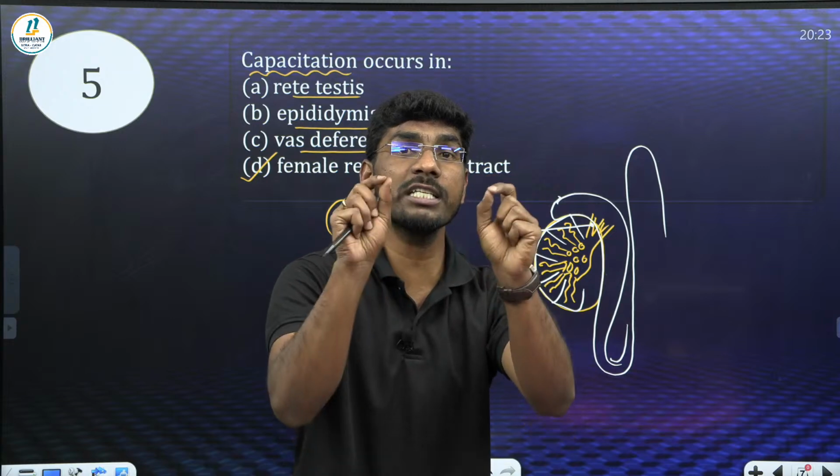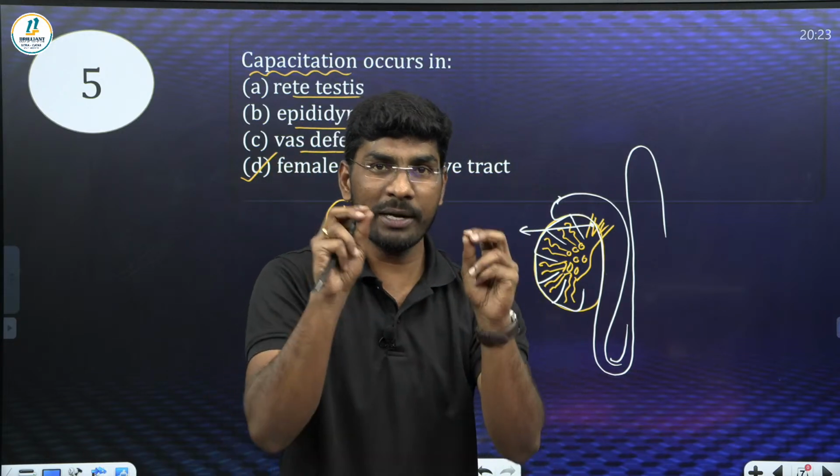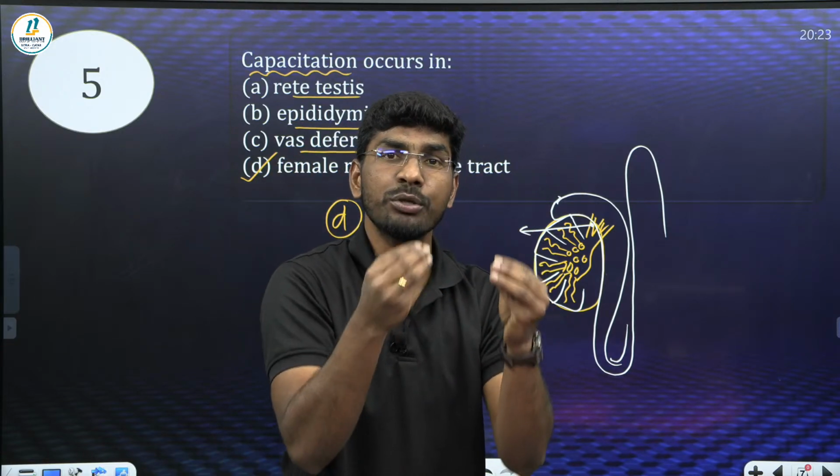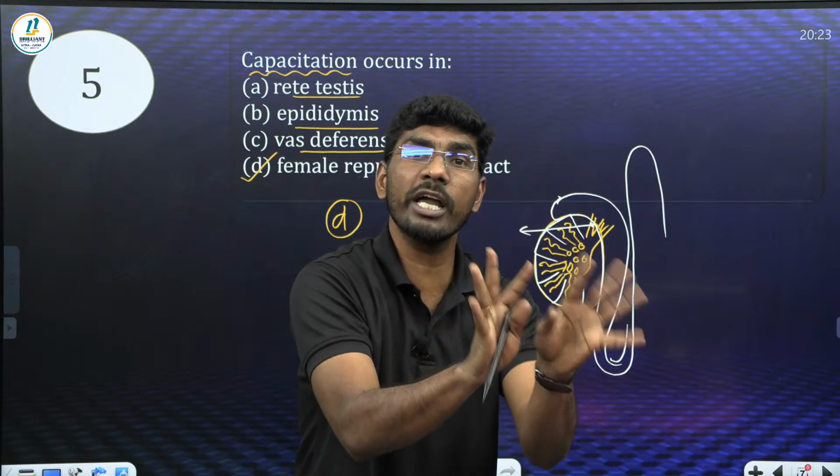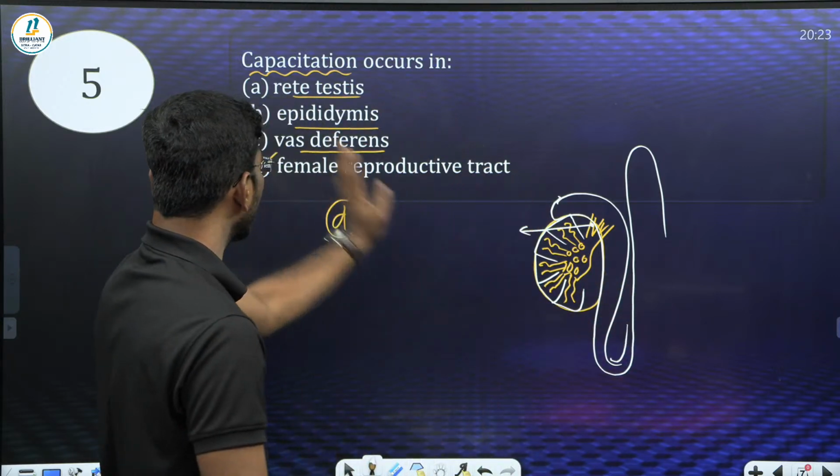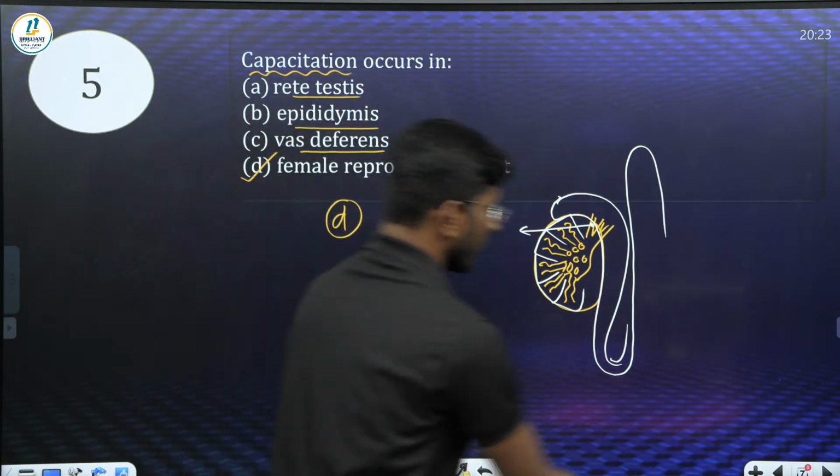Epididymis is a storage house of sperm. Remember, in the epididymis the maturation of sperms takes place, and it is a storage house of sperm. Remember, so the answer is what? Option D, capacitation. Next question.